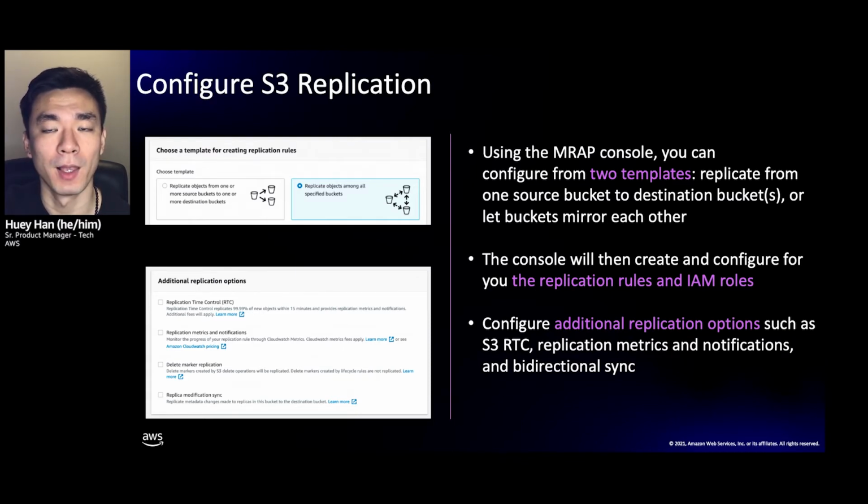offer. And once you specify which template you want to choose and the buckets you want to include for this multi-region access point, the console will then create and configure the replication rules and IAM roles for you. So you don't have to do a lot other than making a few clicks. You can also configure additional replication options such as RTC, replication time control, replication metrics and notification, and bidirectional sync.